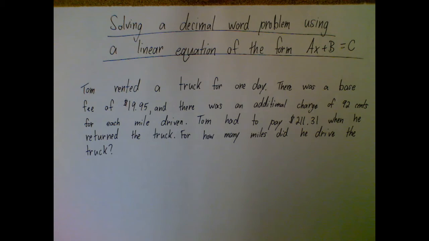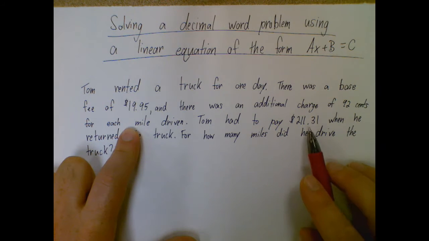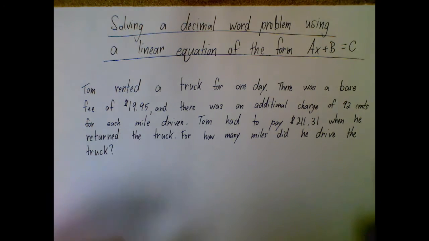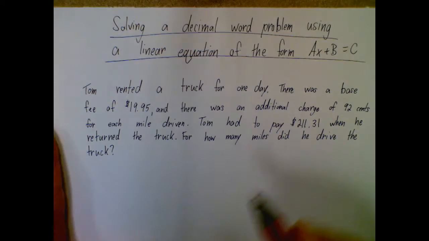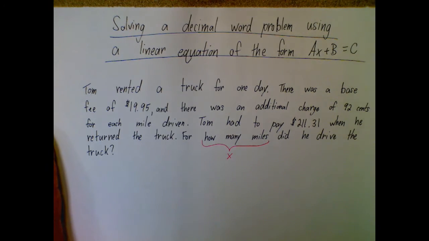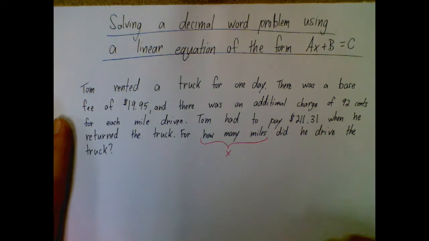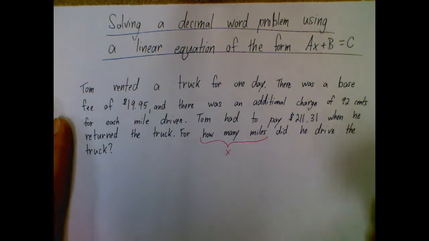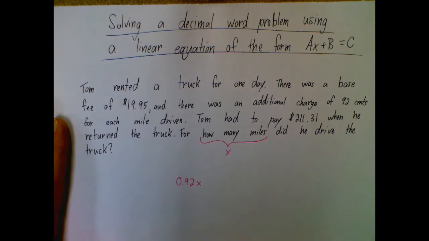So let's see what I have here. I have a base fee and a charge per mile, and I'm looking for a total of $211.31. So usually I want my variable to be whatever it is I'm trying to identify. So going down to that last sentence, how many miles did he drive the truck? So I'm going to take that how many miles and call that x. Okay? So I have my how many miles is x, and then which number here relates to miles. I have that 92 cents per mile, which since it is cents, I want them all to be in dollars, so I'm going to call it 0.92. So 0.92x for how many cents per mile.